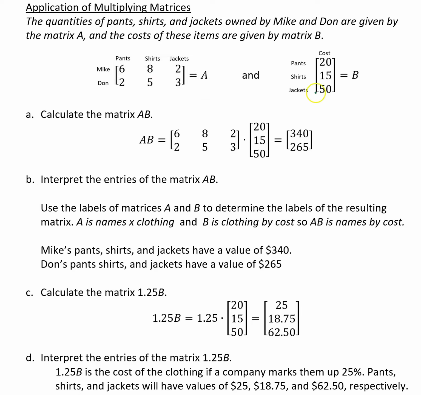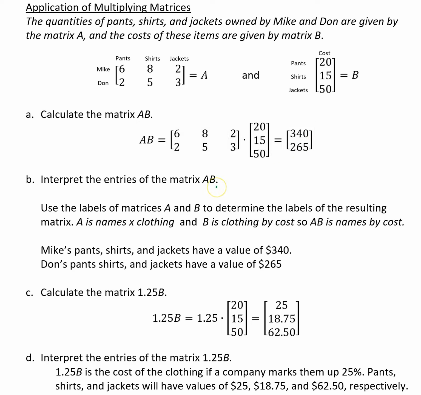The other matrix tells us the cost for 1 pair of pants is $20, for a shirt is $15, and for a jacket is $50. So the first part says calculate the matrix AB. It means I need to multiply A and B together. So I use the rules of multiplication for matrices and end up with a matrix that has 2 rows and 1 column. The answers are 340 and 265.